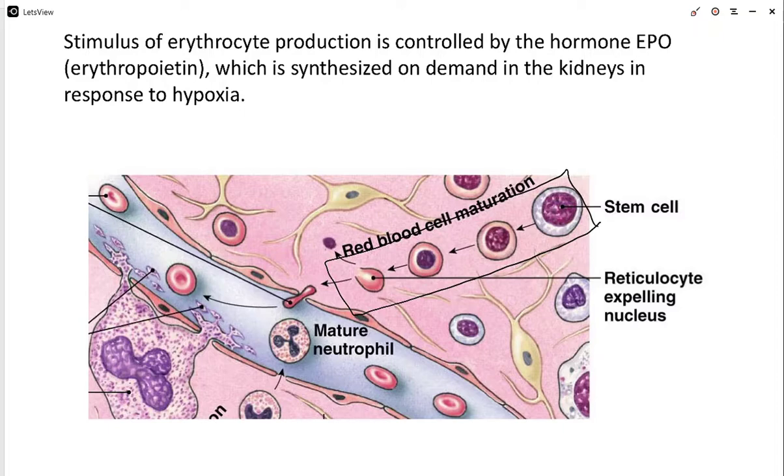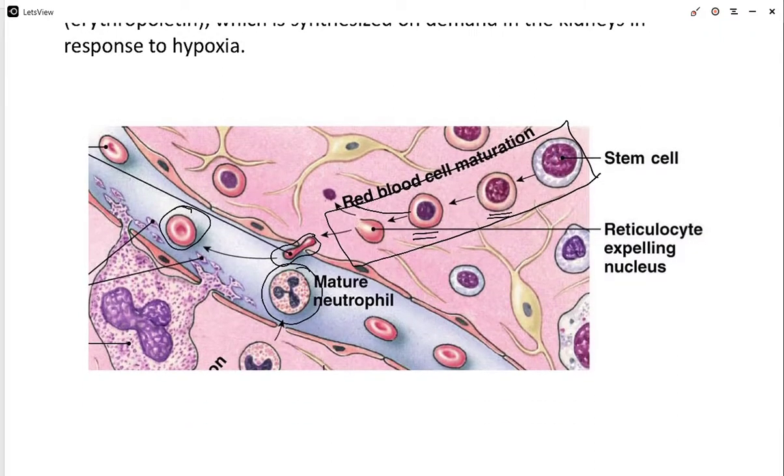You can see the generic looking cell. You can see it's getting smaller and redder, and eventually here it shows the nucleus being ejected, but in reality it's more like degraded until we get a flat small cell. And look at how small it is. Here's a neutrophil, that's a white blood cell. And look at this, this is actually part of a megakaryocyte over here.